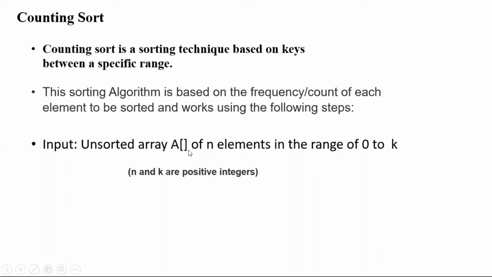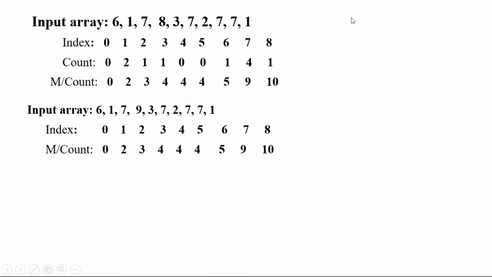We have input unsorted array A in the range of 0 to k. N and k should be positive integers. For example, we have the following input array. We create the count array, which is the frequency of the elements in the input array.